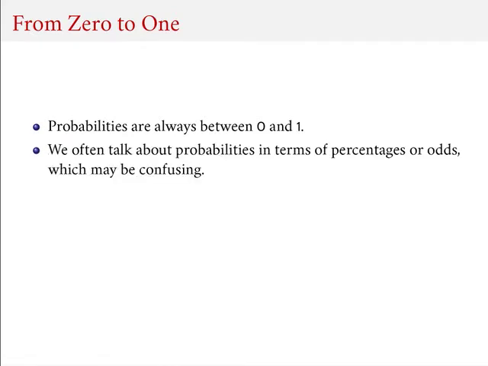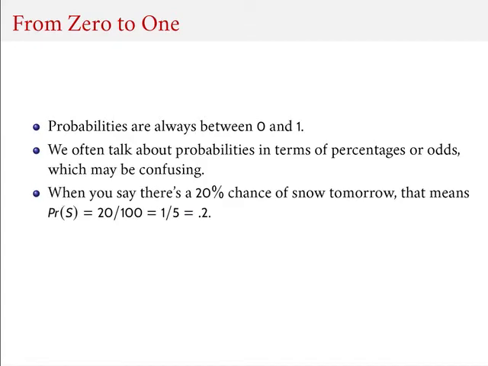So we often talk about probabilities in terms of percentages or odds, and this may be confusing, but let me explain that for you. When you say there's a 20% chance of snow tomorrow, that means that the probability of S, so here we're assuming S stands for that it will snow tomorrow. When you say the probability of that snow tomorrow is 20%, you can write that as saying that the probability, or PR, of S equals 20 over 100, which is the same as writing 1 over 5, which is also the same as writing 0.2.